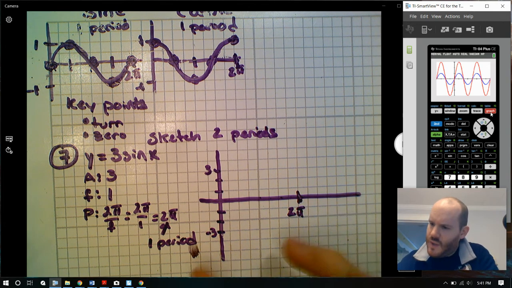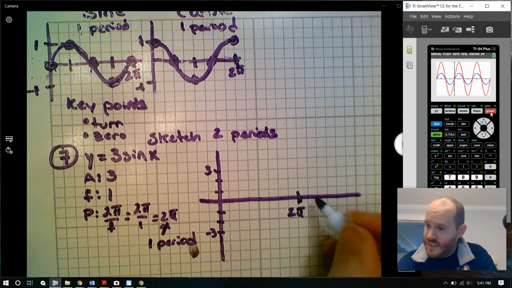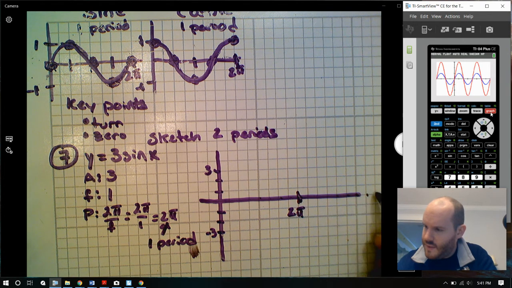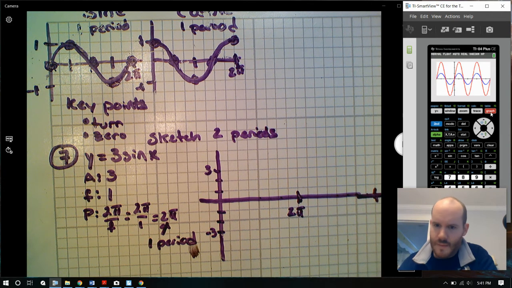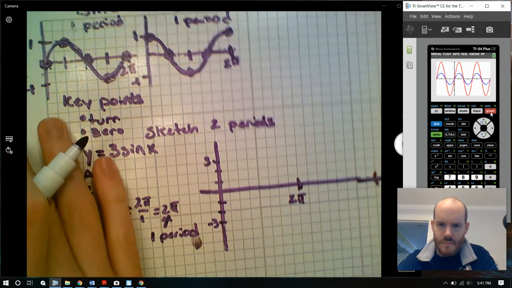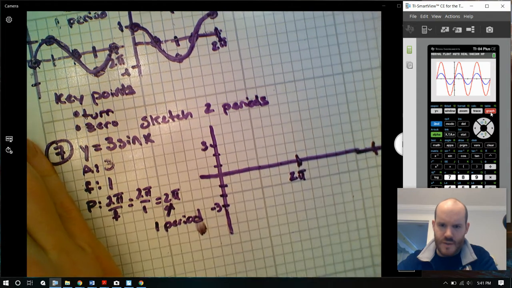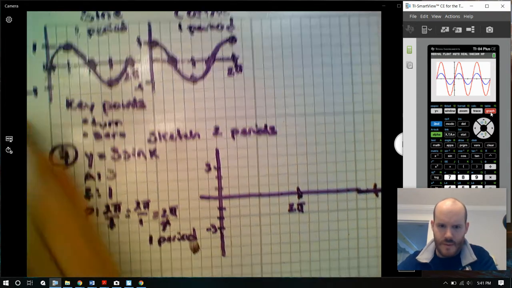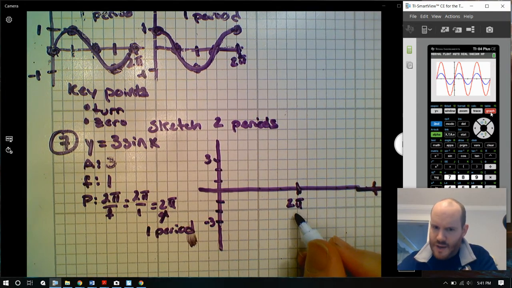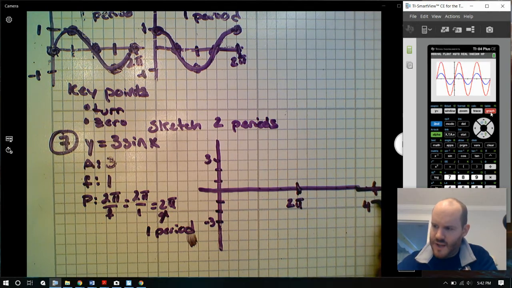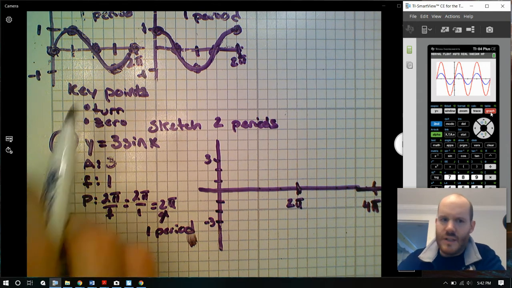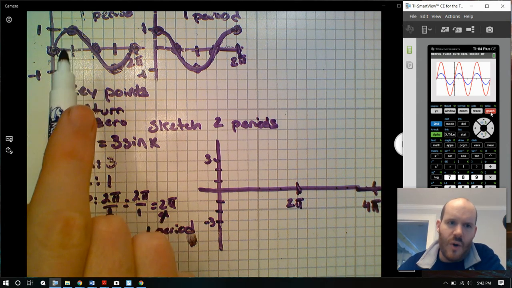And then if I want 2 periods, I have to go another 8 boxes to leave space for a second cycle. So 1, 2, 3, 4, 5, 6, 7, 8. So I'll go up to here. Let's adjust the camera for a second. There we go. So if that's 2 pi and I go a second full cycle, it's another 2 pi. That means the end of my second cycle should happen at 4 pi. So I want 2 full cycles. Each one's 2 pi, 2, 4.